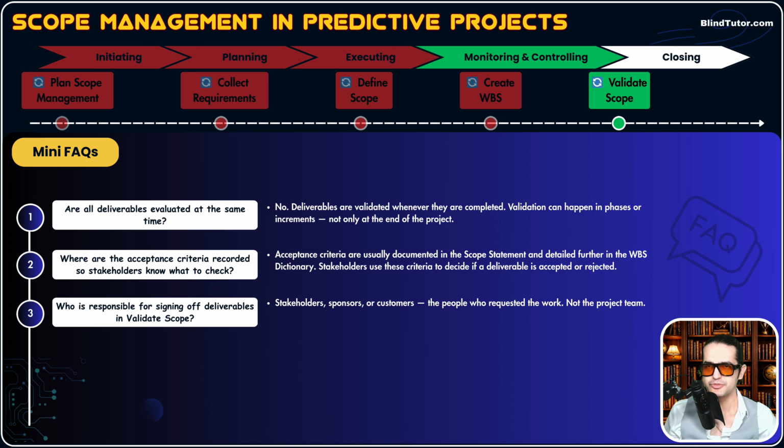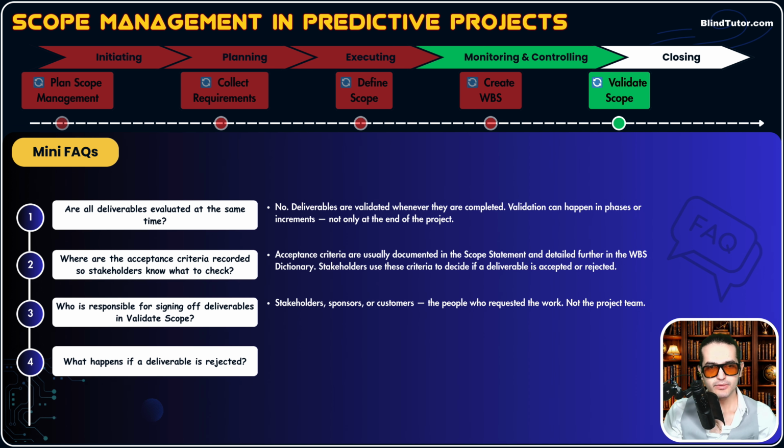not the project team, for example. Question number 4. What happens if a deliverable is rejected? This happens, okay? Our verified deliverable does not meet acceptance criteria, so stakeholders will reject that deliverable. What happens to that deliverable? It is either reworked and resubmitted, or it generates a change request if the requirement itself needs adjustment, okay?